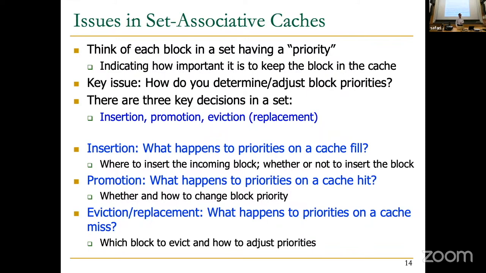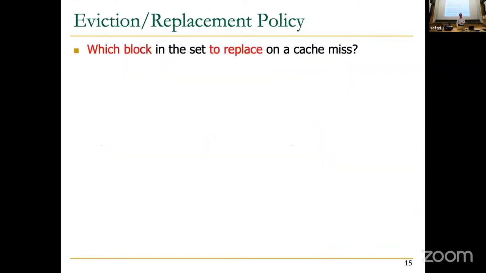Does that make sense? So now you clearly see that there's a huge design space over here, guys. How do you decide all of this? Usually there are simple policies that are used, but things are getting more complex today. So let's take a look at one of these policies, eviction replacement policy, but this also has some implications on insertion and promotion. So which block in the set do you replace on a cache miss?